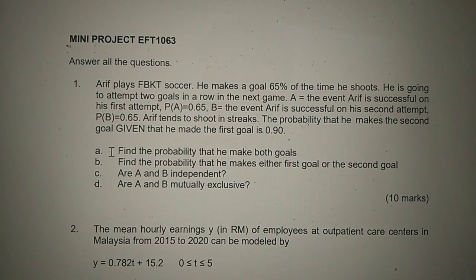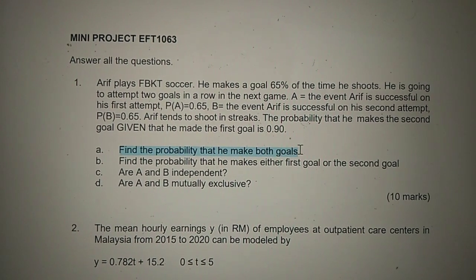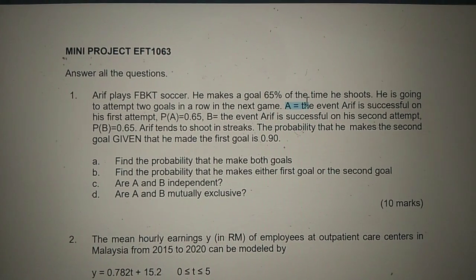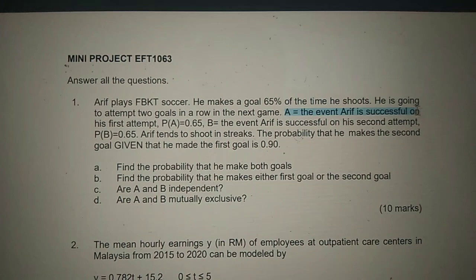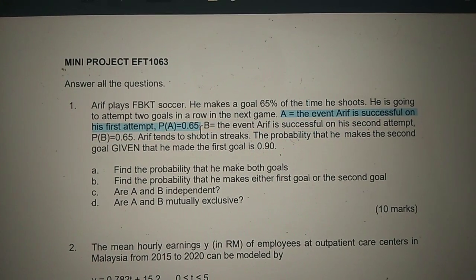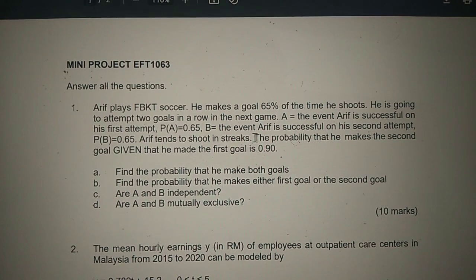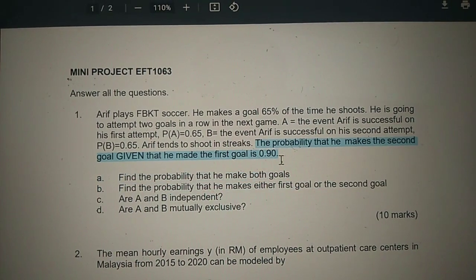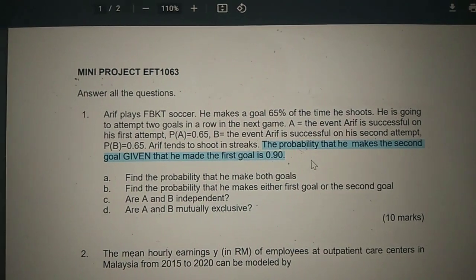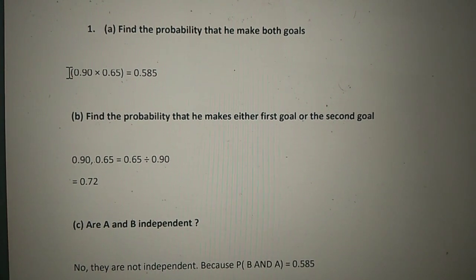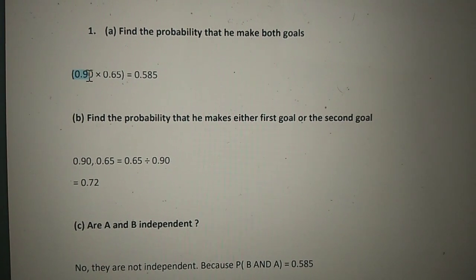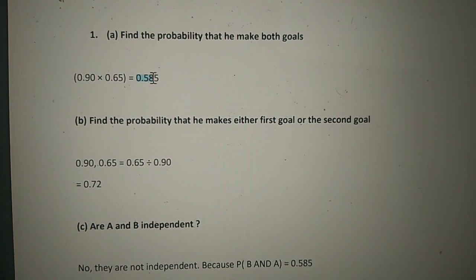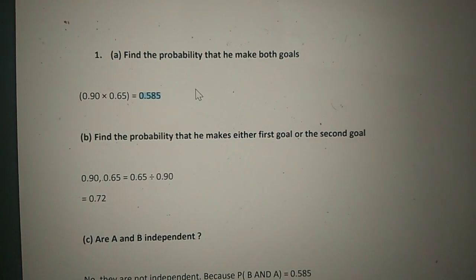Okay, the first question is to find the probability that we make both goals. In order to find the probability, we need to multiply A, which is the event Arif is successful on his first attempt, 0.65, and the probability that he makes the second goal given that he made the first goal is 0.90. So this is the working for question number 1A. 0.90 times 0.65, we will get 0.585 as the answer for question 1A.